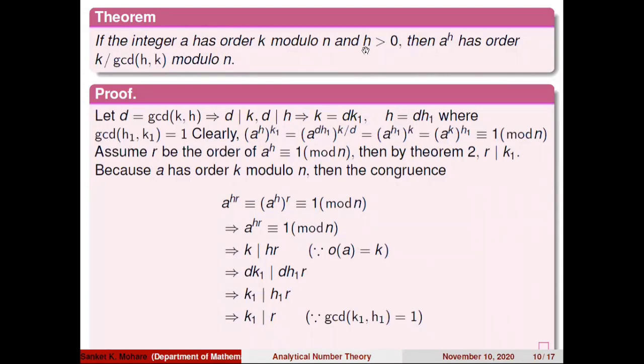So let's have the proof. So assume d is equal to GCD of k comma h.